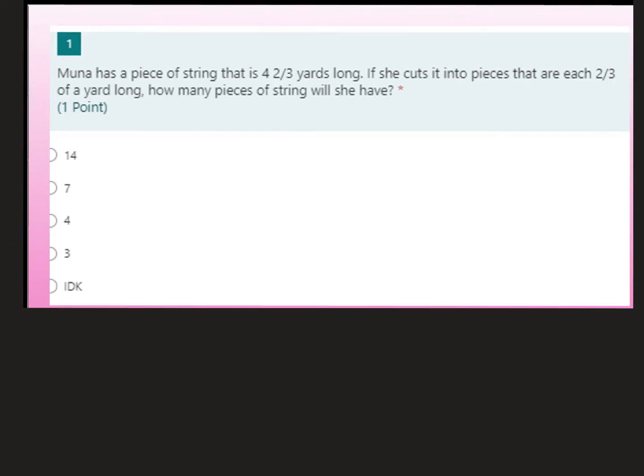All right, so number 1 and 2 go over dividing fractions. So if you take a look at this problem, it says Muna has a piece of string that is 4 2/3 yards long. So that's how much she's starting with. I'm going to highlight that. If she cuts it into pieces that are each 2/3 of a yard long, so she's cutting it up into pieces that are 2/3 of a yard long, how many pieces of string will she have?